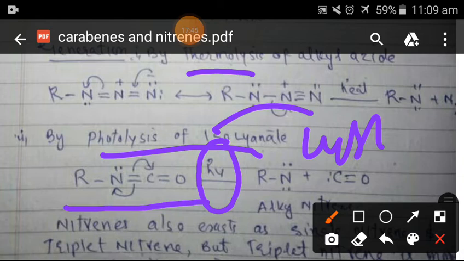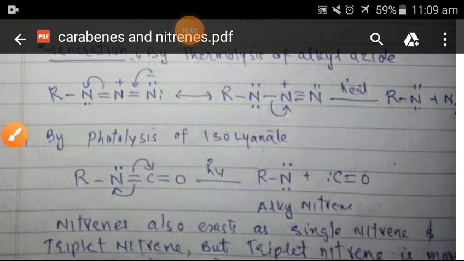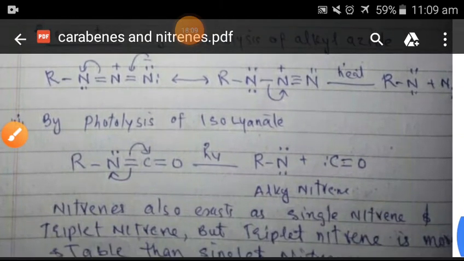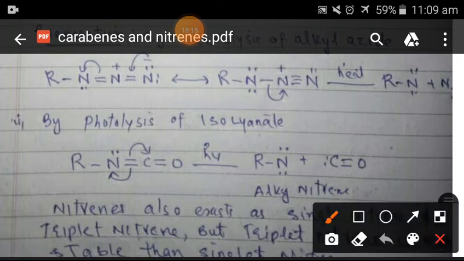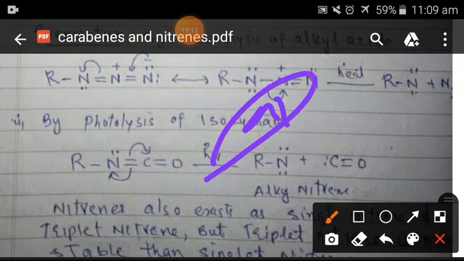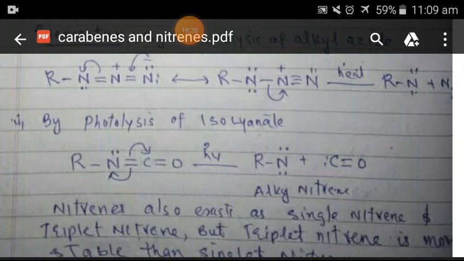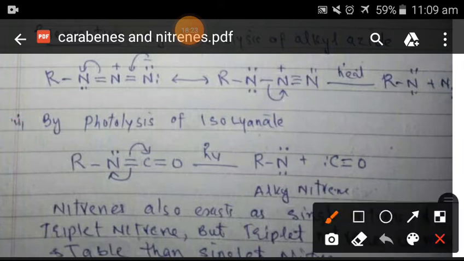So here you will see that in the heterolytic cleavage, the electrons get shifted from this nitrogen to this carbon, and the second pi bond gets shifted to this nitrogen atom, as a result of which an alkyl nitrene is formed, where the nitrogen has two unshared pairs of electrons. Nitrene, like carbene, has both singlet and triplet forms. In singlet, both electron pairs are present in the same orbital. But in triplet, all four electrons are present in different orbitals.